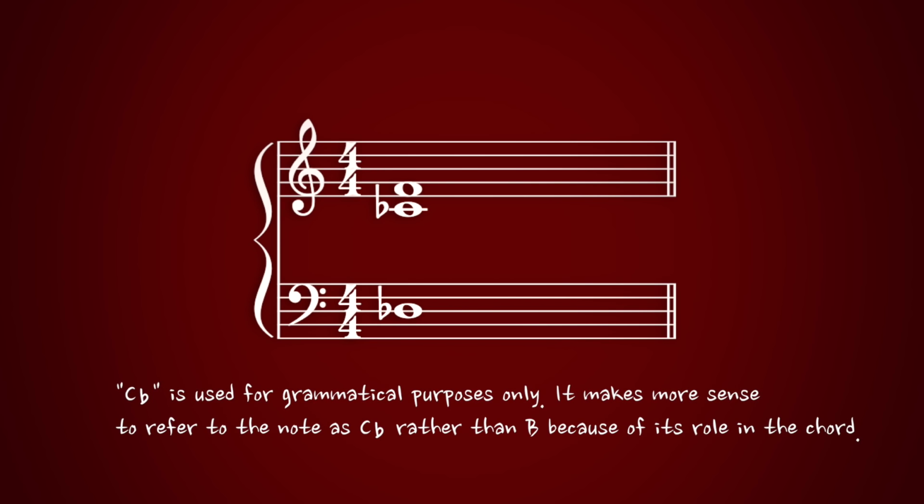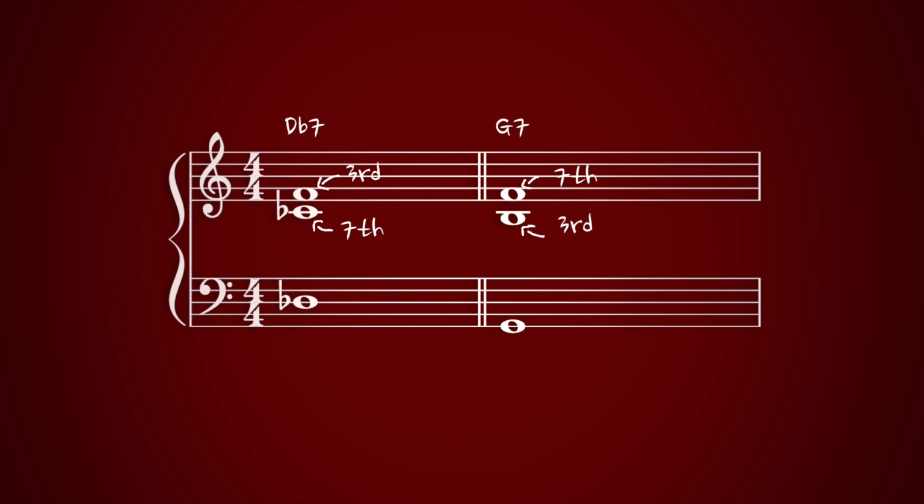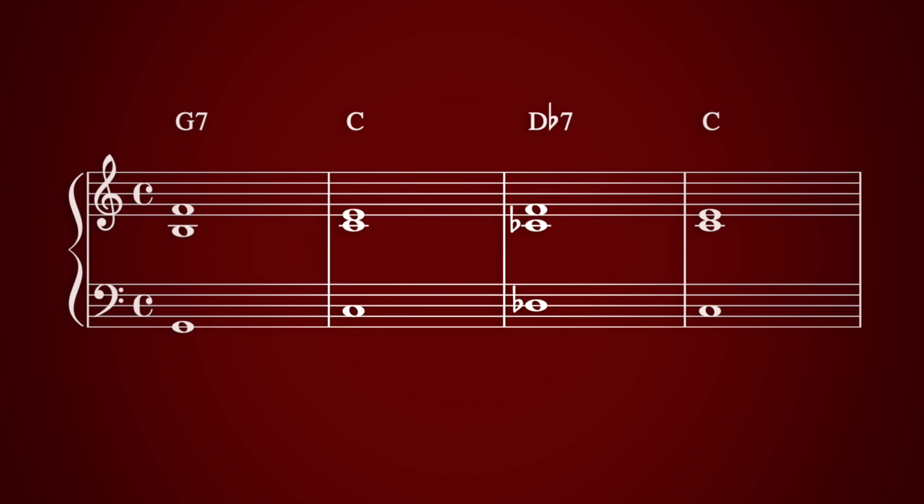They're common to both G7 and D flat 7, but they have reversed roles. In G7, B is the 3rd and F is the 7th. In D flat 7, C flat is the 7th and F is the 3rd. This chord resolves down to C just as well as G7 does. In addition to this, we get a really nice chromatic bass line going from D flat down to C.